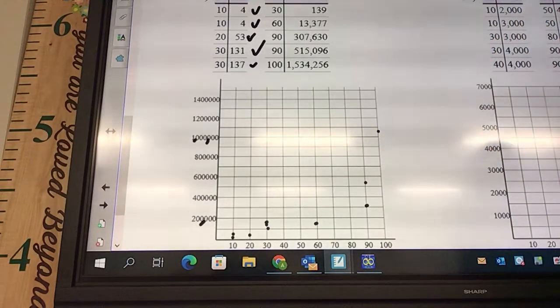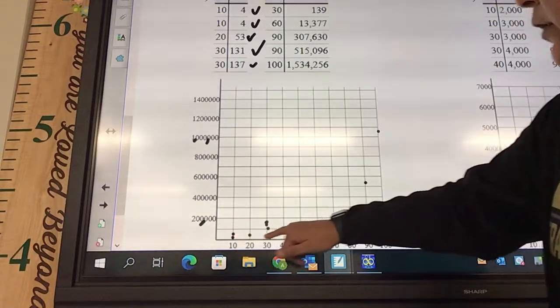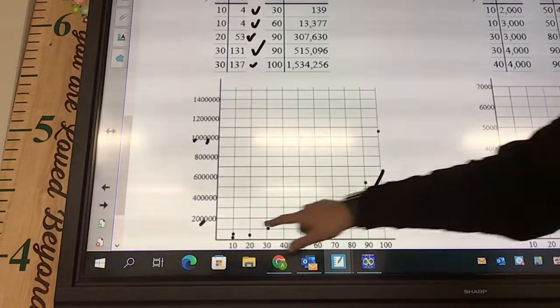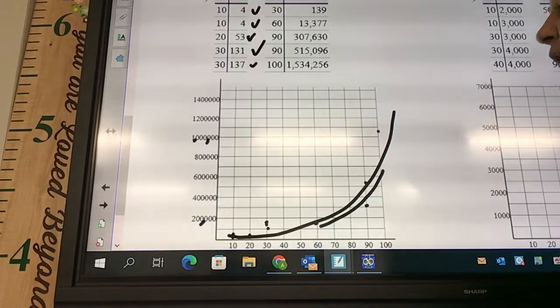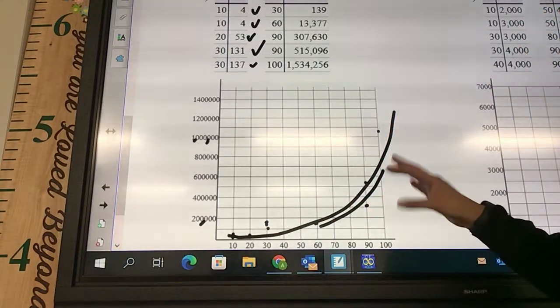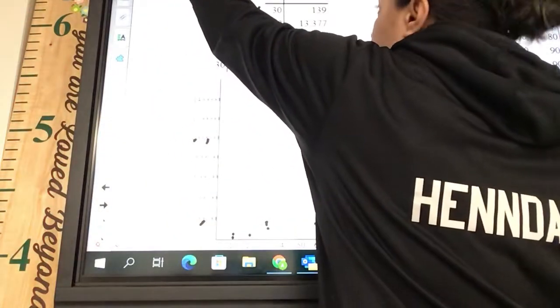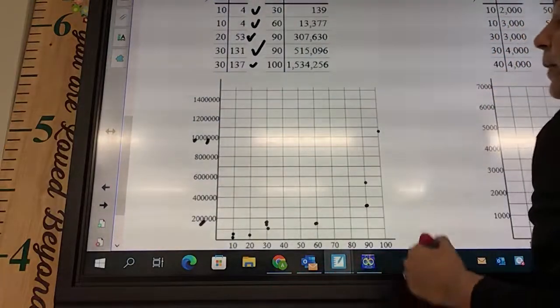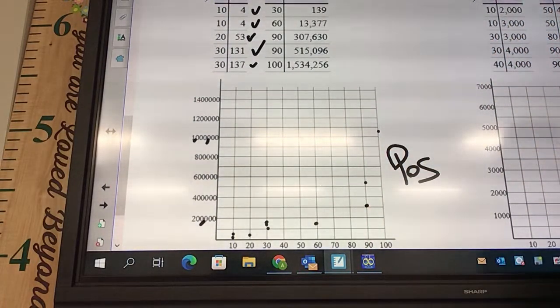And so overall, we look at our dots. We started off pretty low, and overall, it's going up. If you were to connect a line, and I don't care, your dots don't need to be perfect, just plot them. But overall, you can connect a line and see that overall it's positive. So that's going to be a positive correlation.